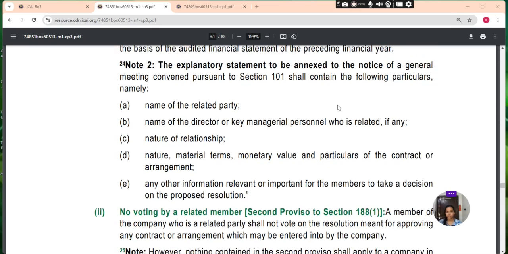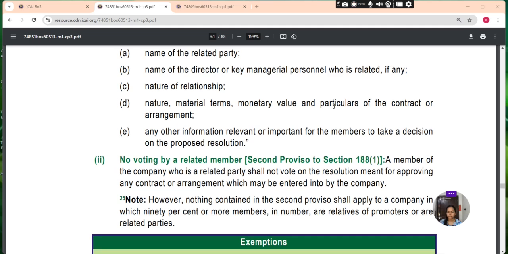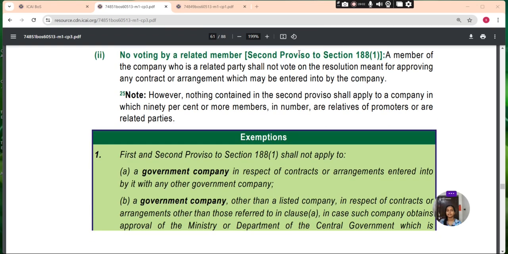contain the following particulars, namely: what will be the name of the related party, name of the director or key managerial personnel who is related, if any, what will be the nature of relationship, nature, material terms, monetary value, particulars of the contract or arrangement, and any other information relevant for the members to take a decision on the proposed resolution. There will be no voting by the related member.